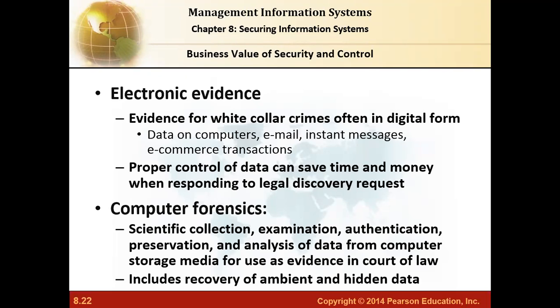And even in Pakistan now there is a cyber security law, and other laws as well. In all these laws, any kind of such evidence is now admissible in the court of law. So, evidence for white collar crimes is often in digital form. This term is also used quite often, white collar crimes. So, what are these white collar crimes?